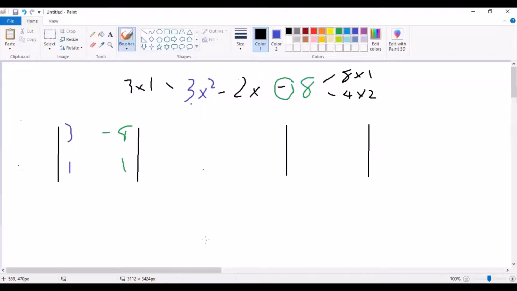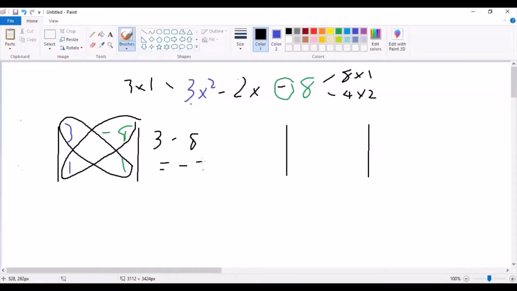So what we're going to do is cross multiply. So 3 times 1 is equal to 3. And then negative 8 times 1 is equal to negative 8. And that's going to be equal to negative 5. So in the end, like we said, we want a number that's equal to negative 2, which is the number in the center. So that's not correct.